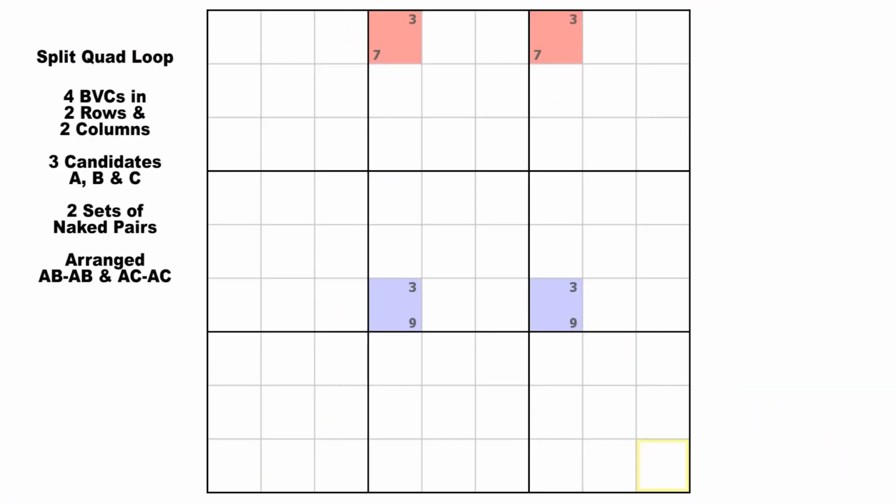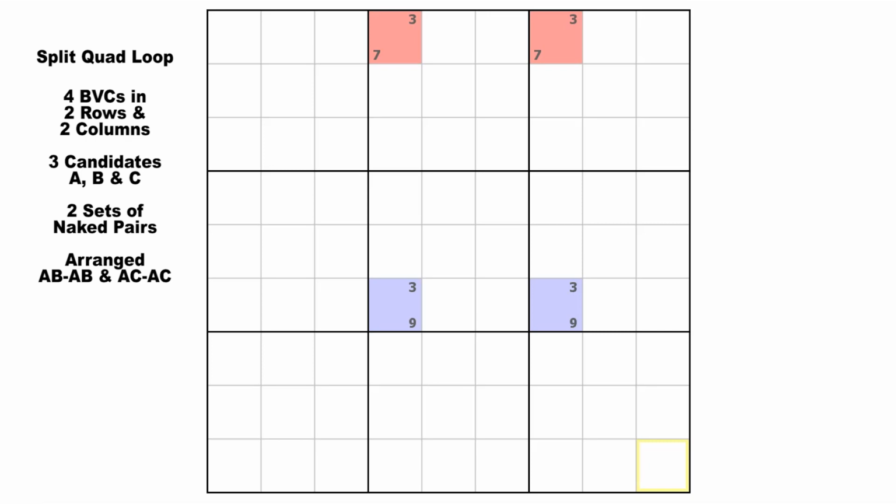So next up, we have the split quad loop. I wanted to call this the semi-quad loop, but semi sounded too much like Swami, so I decided to use the term split instead. It's just as good. Let's examine these four cells. We have two sets of naked pairs, and both sets contain the common candidate 3.